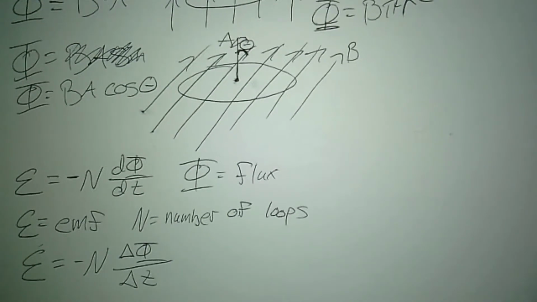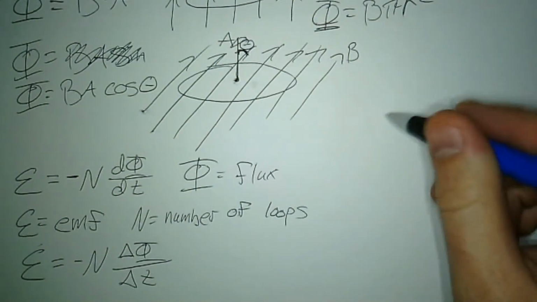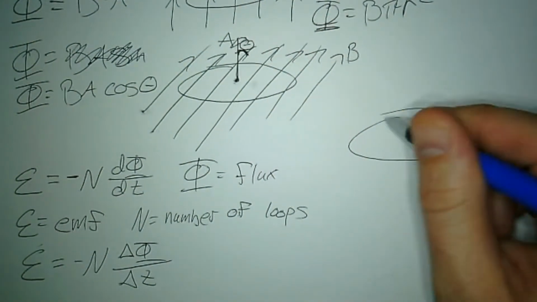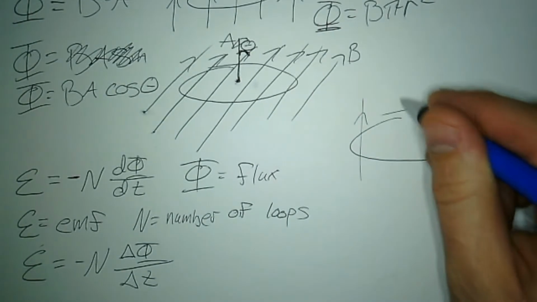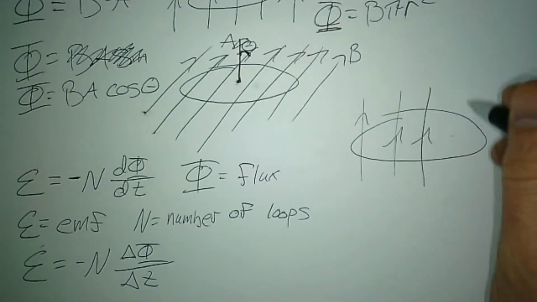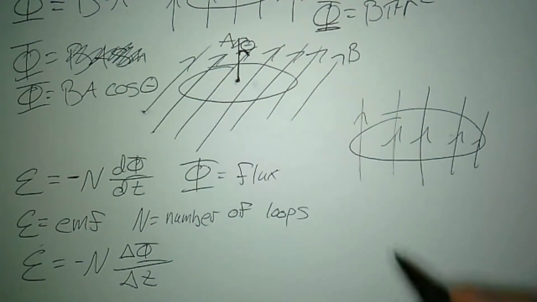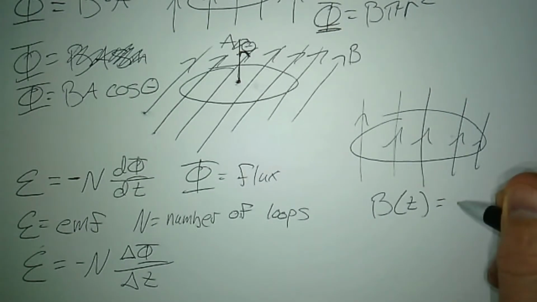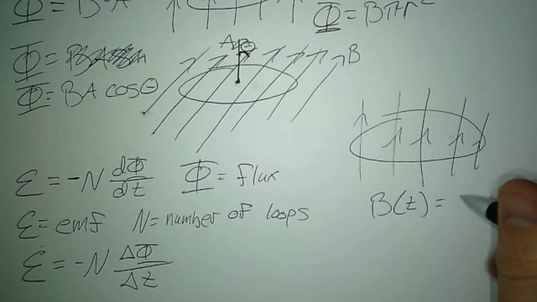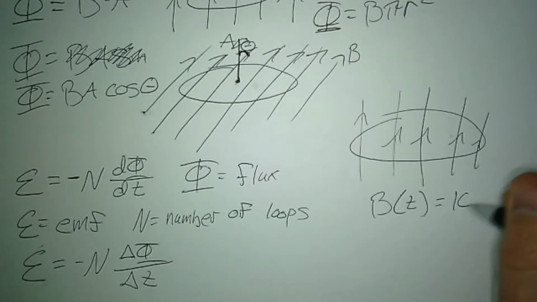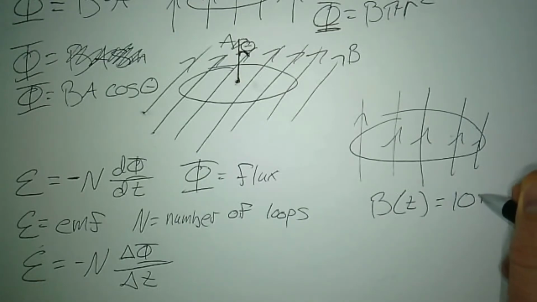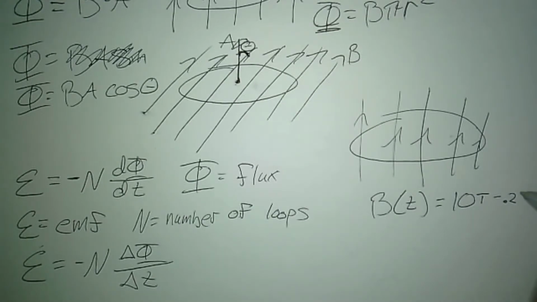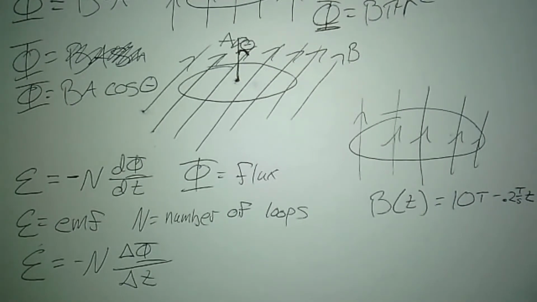Now, the most basic example you can do with this is, say, I have a loop. I've got a magnetic field passing through the loop, which I've already drawn twice, but I'll do it again. But that magnetic field is decreasing as a function of time. So it's going to be some initial constant value, let's say 10 Teslas, but it's decreasing by 0.2 Teslas per second. We'll multiply that by time. So that's going to be my equation for my magnetic field as a function of time.